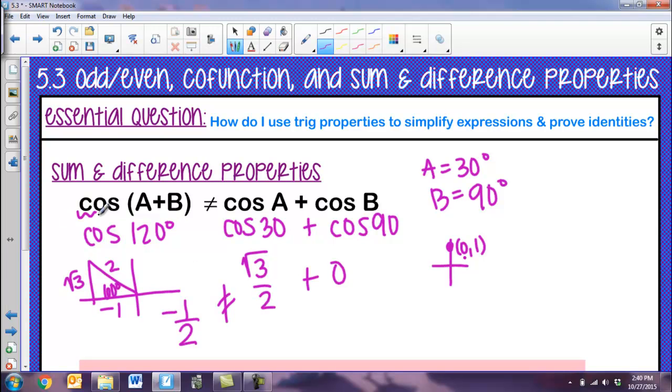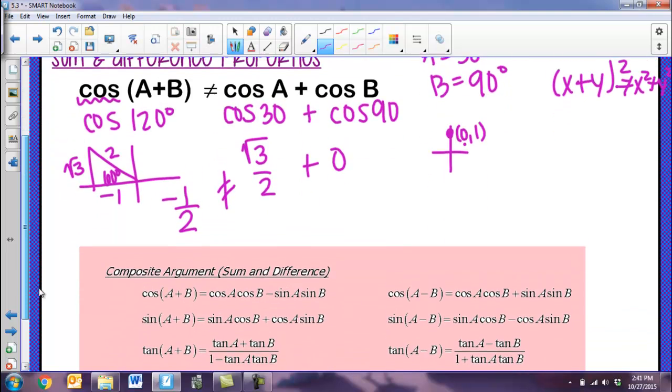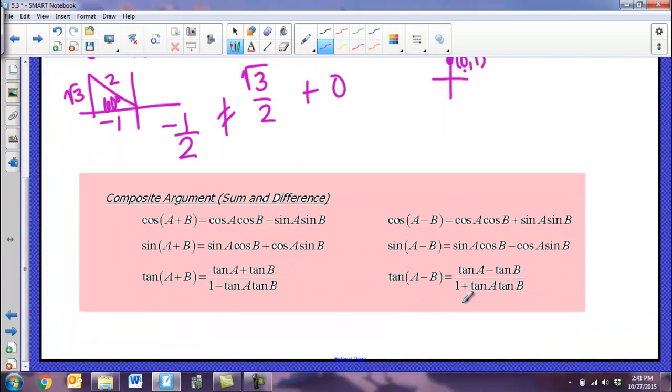This is a function in here, just like you couldn't say x plus y squared is equal to x squared plus y squared. No, because you've lost the middle term. Same deal here. Okay, and that is why we use these composite argument sum and difference properties. So I know these look tricky. You always will get your formula chart. And so for the cosine of A plus B, we're actually going to be using this crazy formula instead of just adding across or distributing across the plus sign.